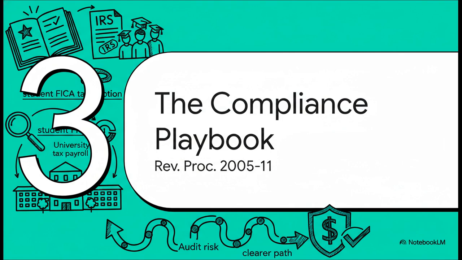Now, because that predominant relationship test can feel a little gray, right? It can be subjective. Thankfully, the IRS gave everyone a much clearer roadmap for compliance, and that roadmap is Revenue Procedure 2005-11. For pretty much any university payroll department, this is the definitive playbook for applying the rule and, most importantly, managing your audit risk.